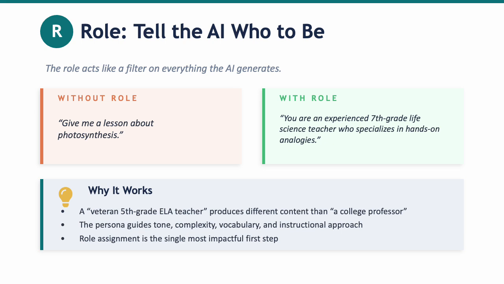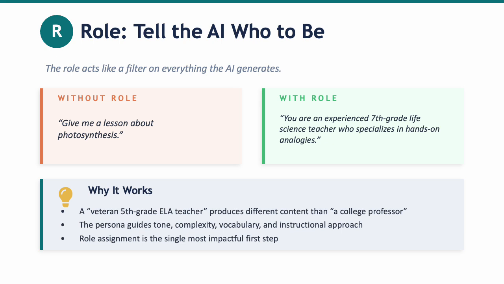R is for role, and role is the first and most transformative element. The AI uses the role to filter every decision about tone, complexity, vocabulary, and approach. Instead of just asking a question, tell the AI to adopt a role that shapes its response. Compare these two prompts. Prompt A: give me a lesson about photosynthesis. Prompt B: you are an experienced 7th grade life science teacher who specializes in making abstract concepts concrete through hands-on analogies. Create a lesson about photosynthesis.